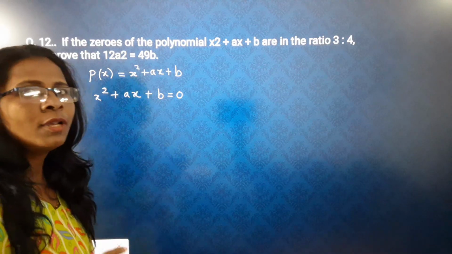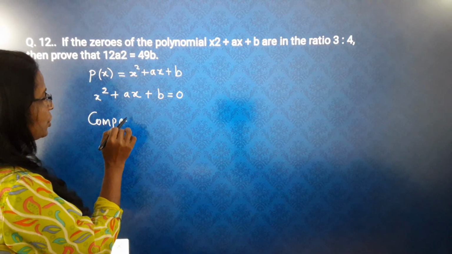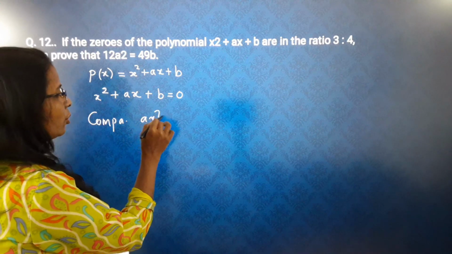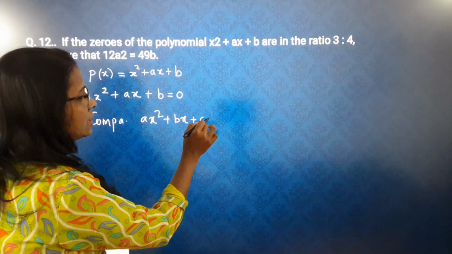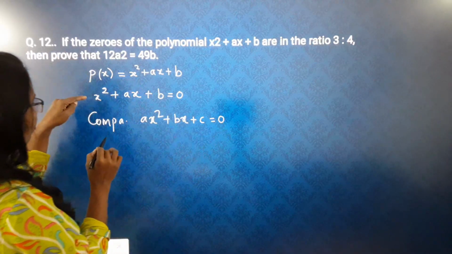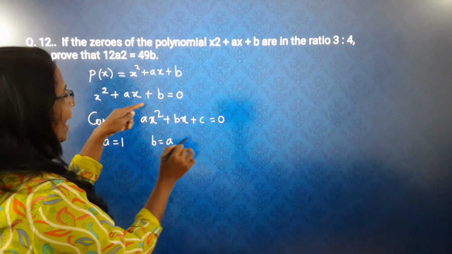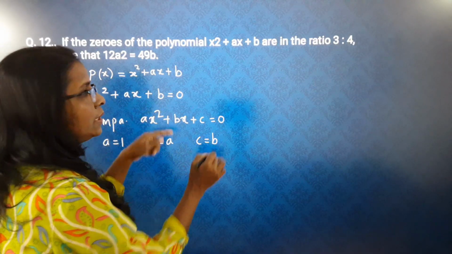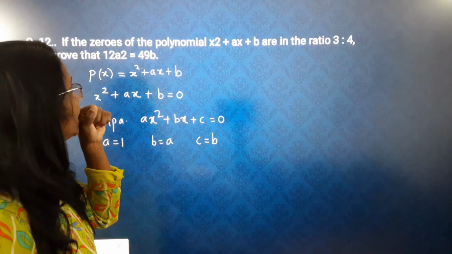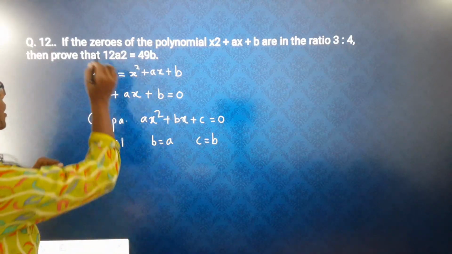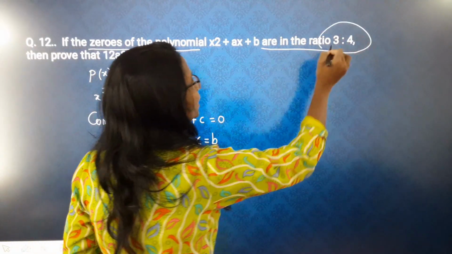So now compare this quadratic equation with the general form of the quadratic equation ax square plus bx plus c is equal to 0. Then we have a is equal to 1, b is equal to a, and c is equal to b. Now the given is that the zeros of the polynomial are in the ratio 3:4.